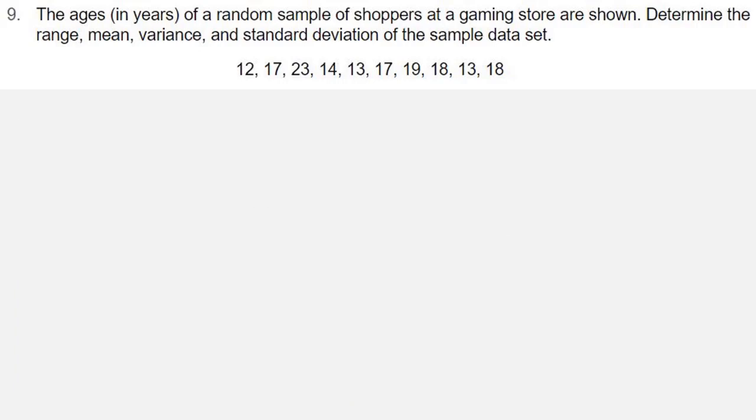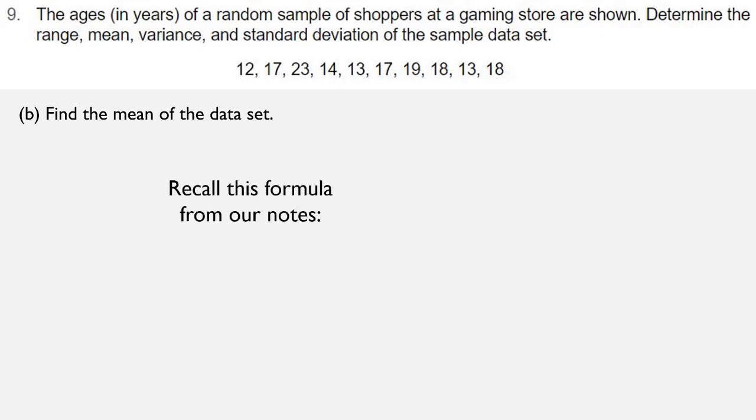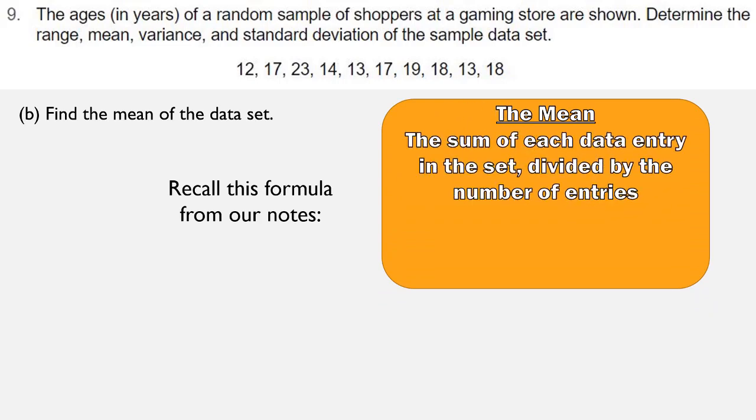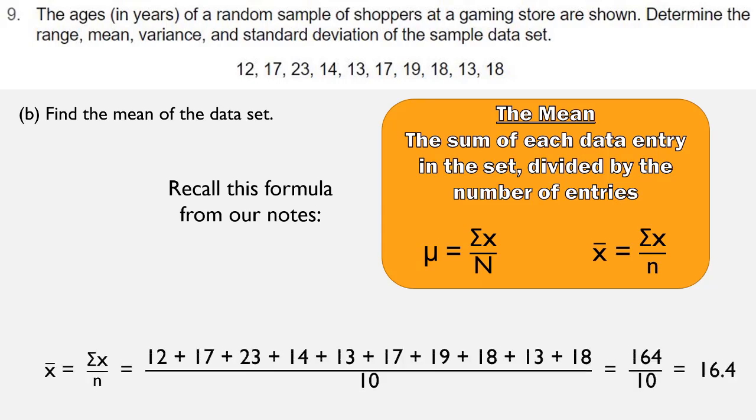In part B, we're looking for the mean of the data set. So to find the mean, we have this formula that we take the sum of each data entry divided by the total number of entries. So we have two versions of the formula. The first is for the population. Mu is equal to sigma of x divided by capital N. And the second, x bar, is sigma of x divided by lowercase n. So this was a sample. We'll be using the x bar formula.